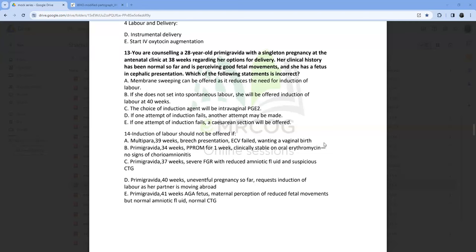Okay, Dr. Fatima, thank you very much for your time. I think we have a few questions and we'll finish. Don't worry. Okay, so you are counseling a 28-year-old primary with singleton pregnancy in the antenatal clinic at 38 weeks regarding the options of delivery. The clinical history has been normal so far and she perceives good fetal movement. She had a fetus in the cephalic presentation. Which of the following statements is incorrect?